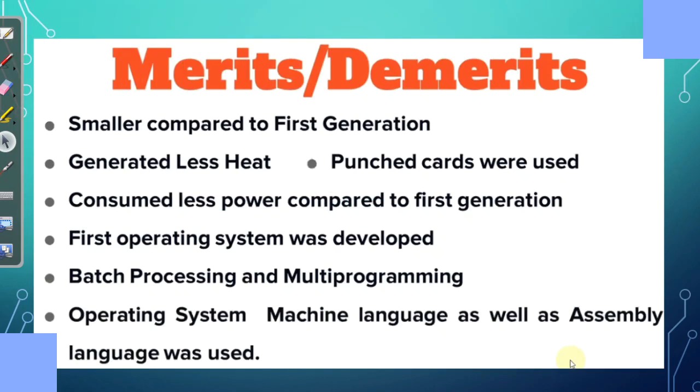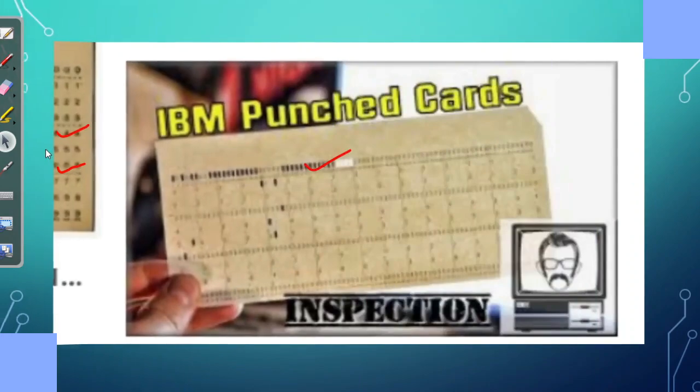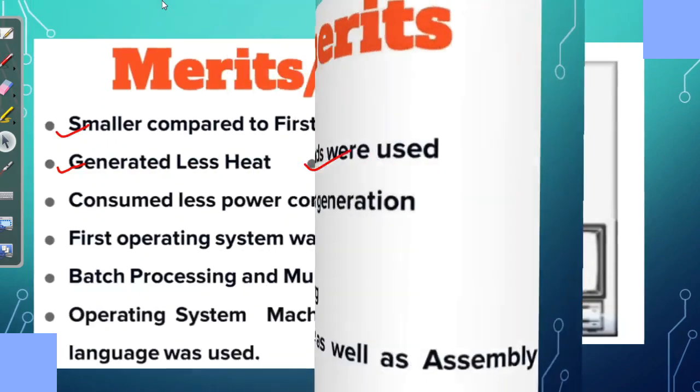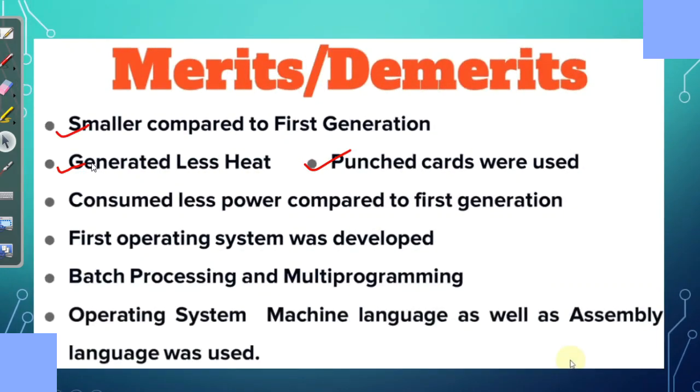It is small compared to the first generation. That is one of the merits. Then it generated less heat. Punch cards were used. Punch card means there may be holes in that card. I will show you, this is the punch card model. Here holes will be there, and based upon the holes, the calculation proceeds. Next, it consumes less power compared to the first generation.